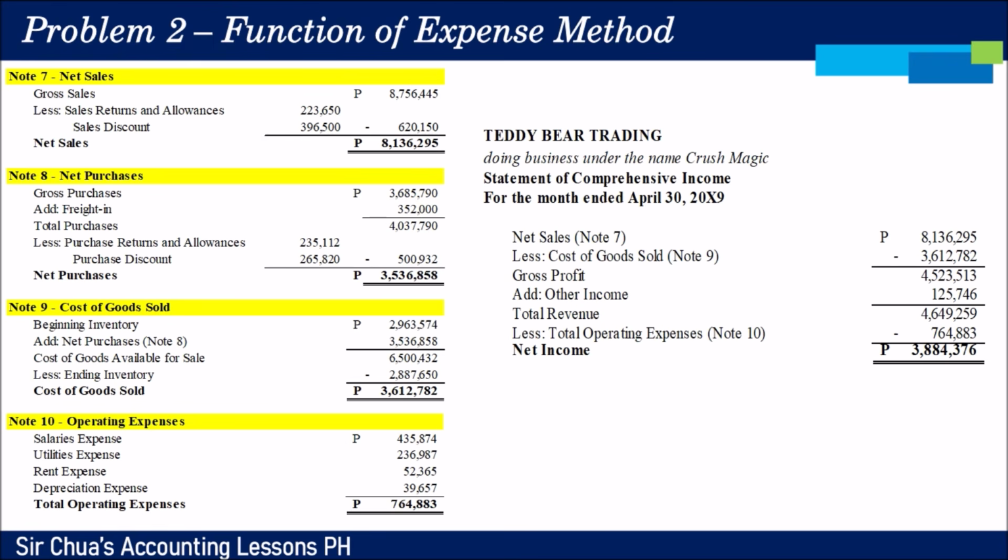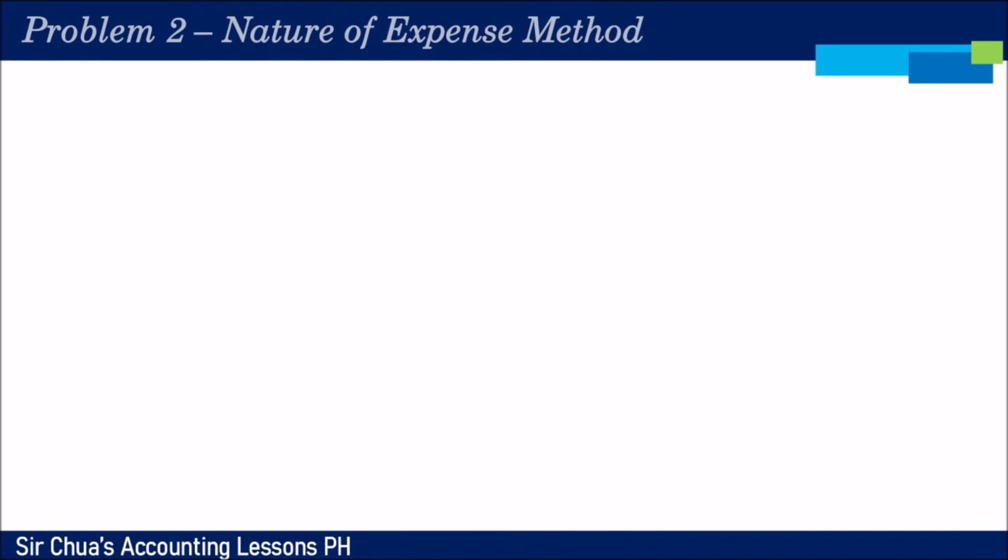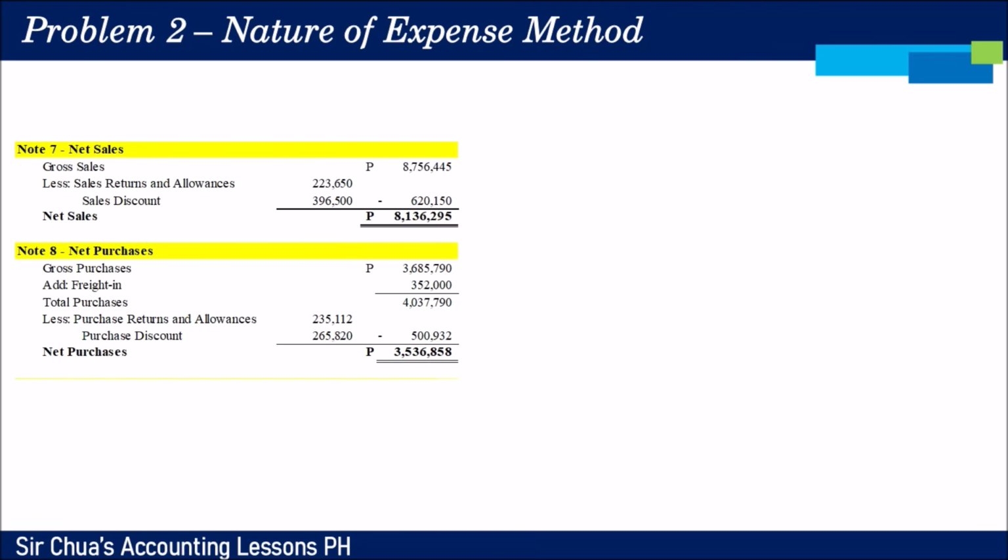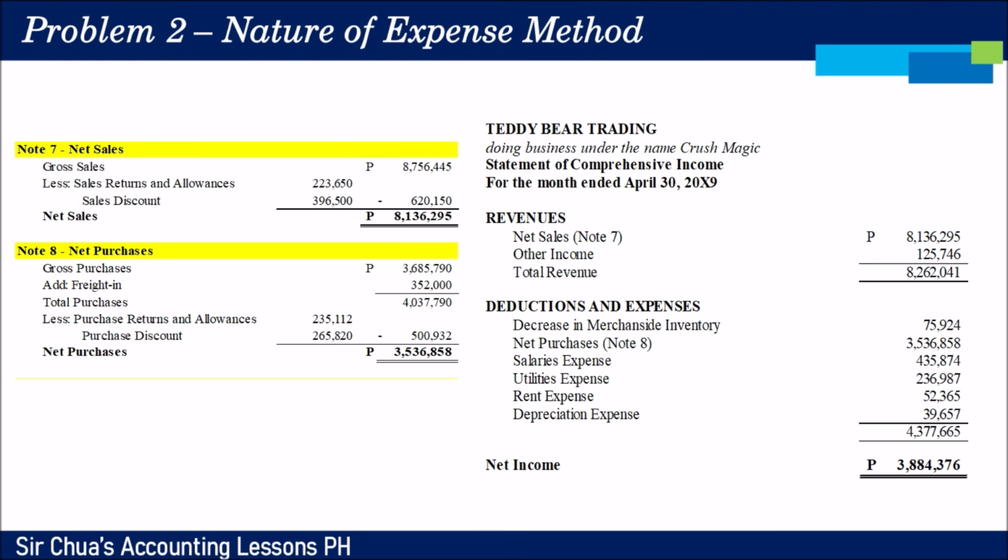Okay? Now, doon naman po sa ating nature of expense method is i-group lang natin sila according to nature. Anong nature yon? Lahat ng revenues and increases at lahat naman po ng deductions and expenses. Ganun lang, okay? So, gagawin nyo pa rin po yung net sales tsaka net purchases na notes, and then ganito na po ang itsura niya. So, lahat ng revenue natin, which is kinita natin na net sales, and then add mo agad yung other income.